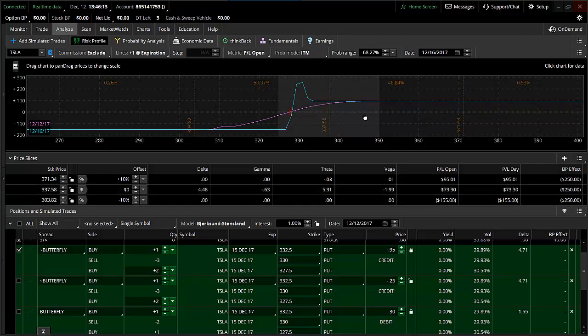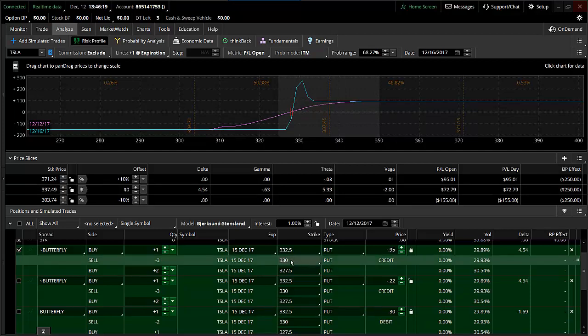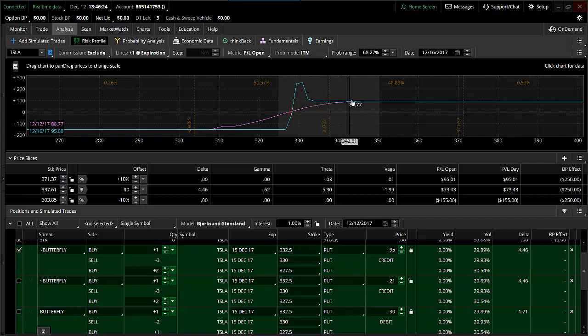And if we have a close above this target price of 330 or 332.5, this max profit will be the credit received of 95. If it was to go out at 330, our initial target, then this would have a profit of over 300.